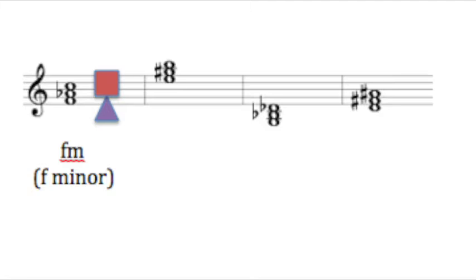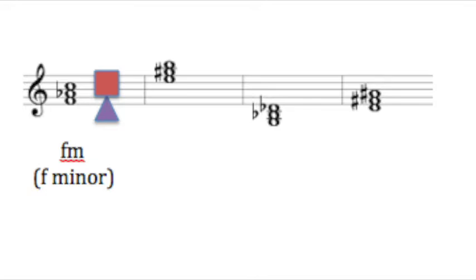Then we measure the interval from A flat to C, which is going to be 4 half steps or a major third. Once you have that labeled as a minor third and a major third, you can determine which pattern that follows in the triads. In this example, a minor third with a major third stacked on top is going to be a minor triad. So this is called an F minor triad or an F minor chord.